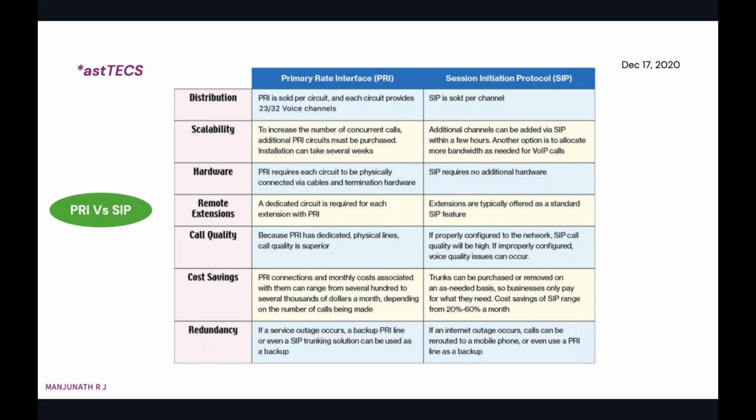Yes, of course, you have cost saving on this. Both are billed on a monthly basis. You need not pay for all 30 channels while using only 20 channels, but here you can use only 20 channels and pay only for those 20. And on the redundancy part, you can also keep the PRI as redundancy at any point of time. SIP can be your primary, and PRI can be your backup. So this is more about how PRI and SIP are all about.